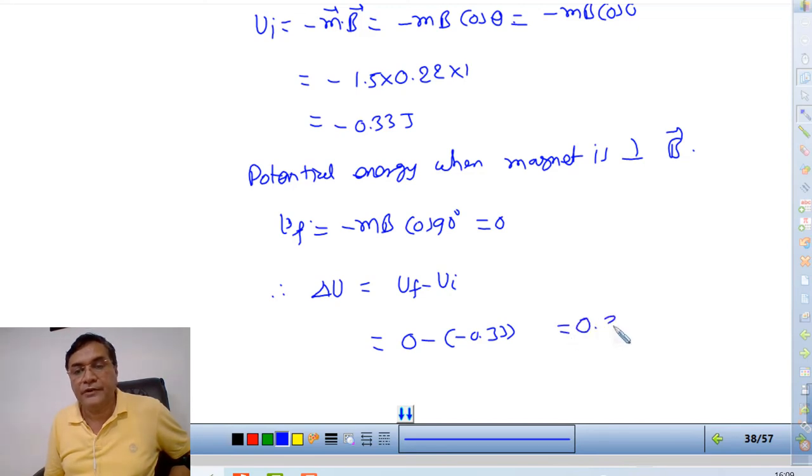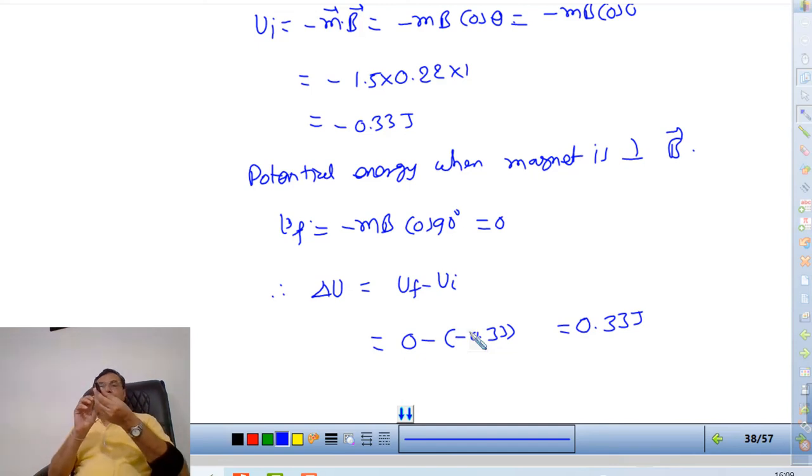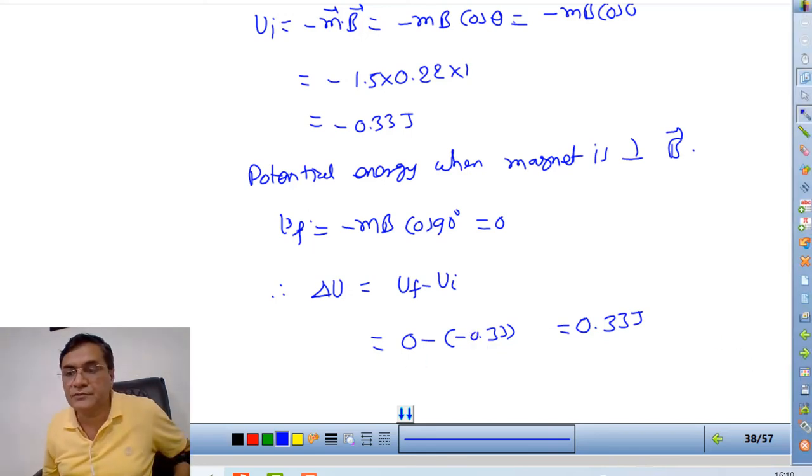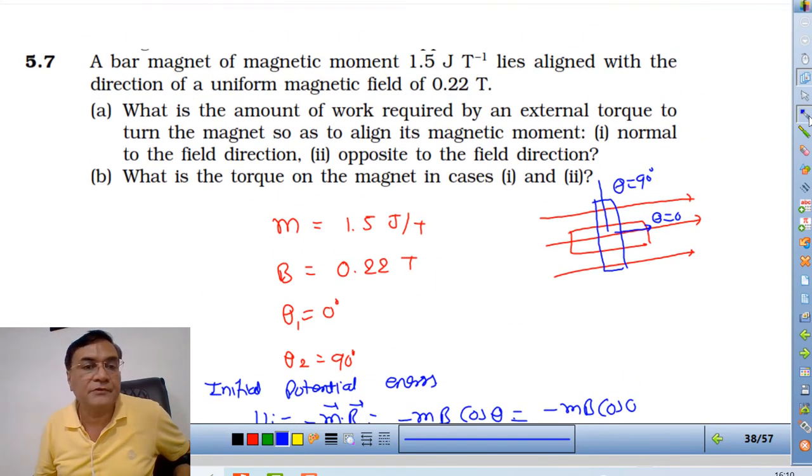Answer is 0.33 joule. With this much energy, the magnet which was like this will get aligned like this. It was in the direction of magnetic field. And now we apply the field so it goes to 90 degree. So this is the first one, and now the second, opposite to the field.